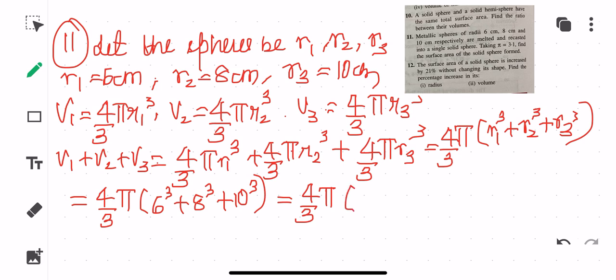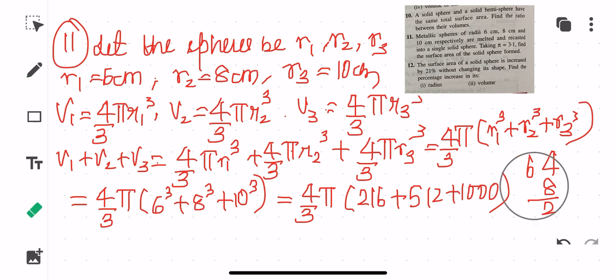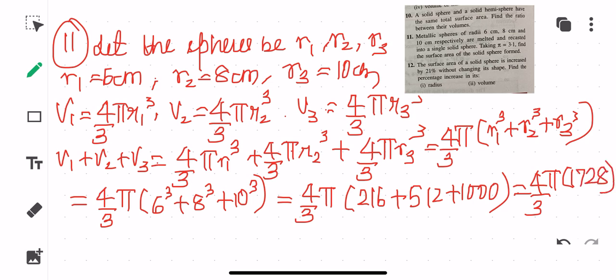So 6 cube will be equal to how much, children? This is equal to 216, plus 8 cube, which is 64 into 8, equal to 512, plus 1000. So this is going to be equal to 1728. So we get this as 4 upon 3 pi into 1728.